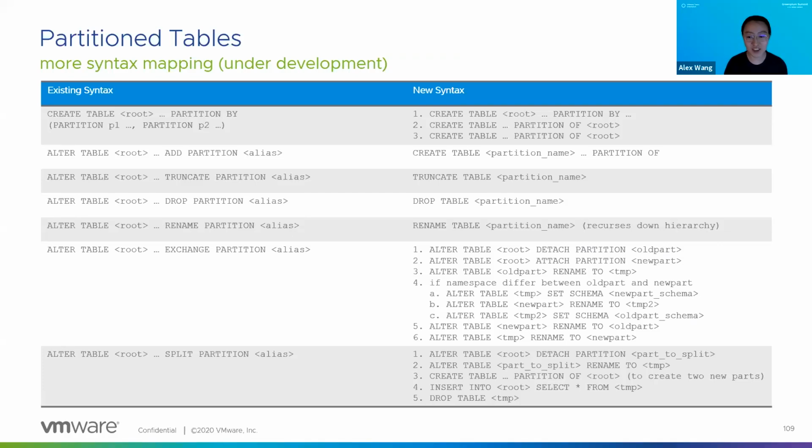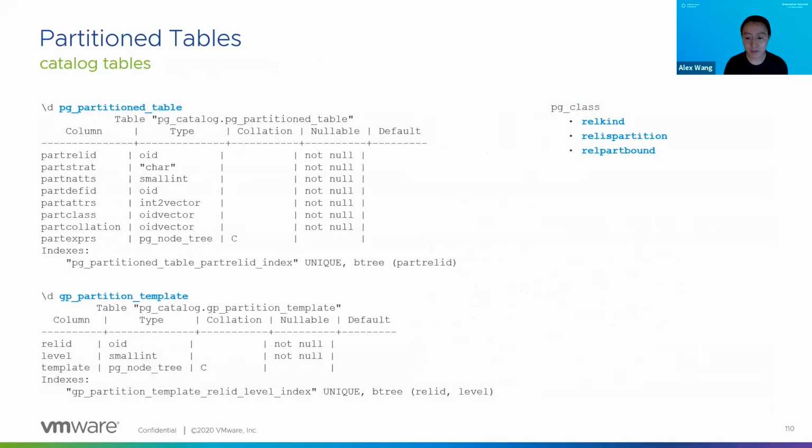Let's go to the next slide, and I'll talk about these three catalog tables that store information about partitioning: PG partition table, GP partition template, and then we have three new fields in the PG class table. And we'll look at an example of what they look like in the next two slides.